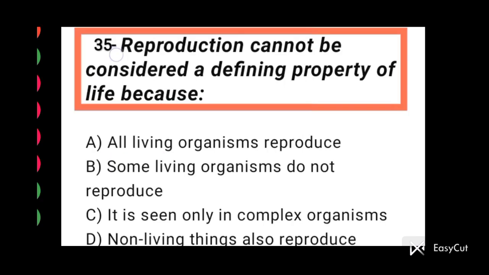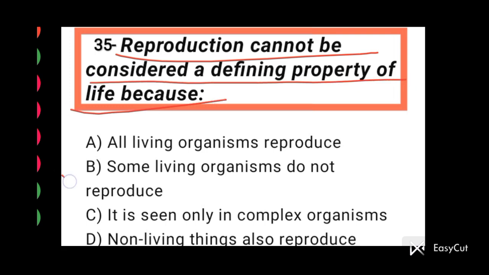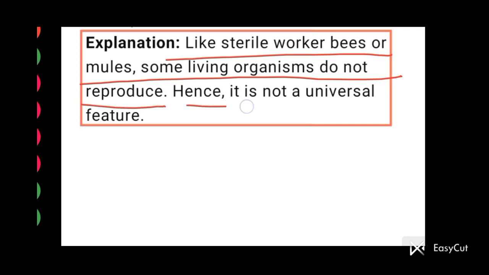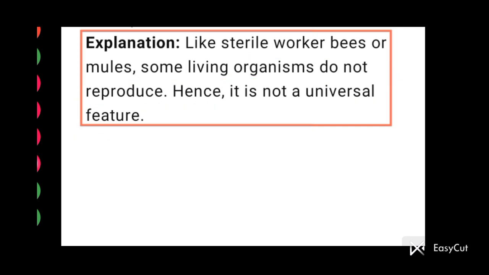Question number 35. Reproduction cannot be considered a defining property of life because some living organisms do not reproduce. Option B is correct for question number 35. Like sterile worker bees or mules, some living organisms do not reproduce, hence it is not a universal feature.